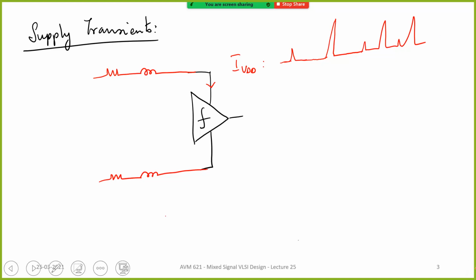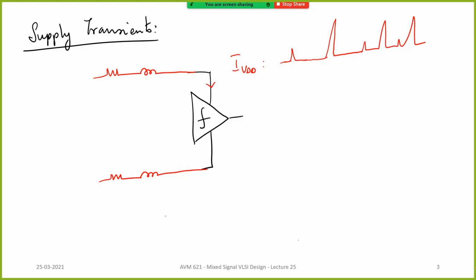Okay. In fact, this will be one of your assignments which you will be designing, and also one group is going to do a project on designing the StrongARM latch, and you will be able to plot the current. And you can see that the current is extremely spiky and glitchy.